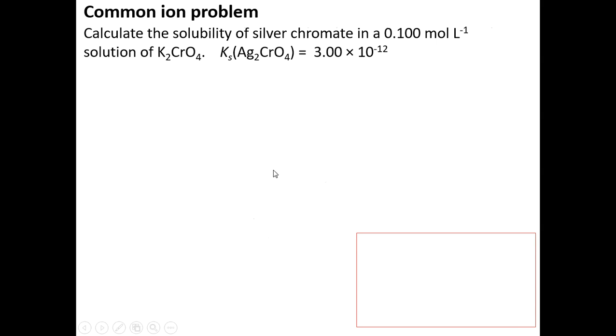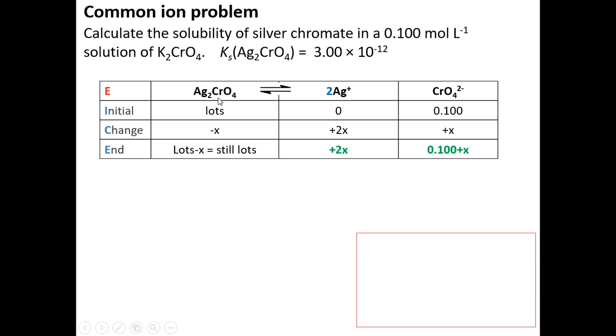Let's do another problem. We've got silver chromate in a 0.1 mole per liter. So again, we've got potassium chromate and silver chromate. Our common ion is the anion chromate. If you don't know what equation to write, remember you look for the Ks and it's silver chromate. So the silver chromate will dissolve to form 2 silver ions and 1 chromate ion.